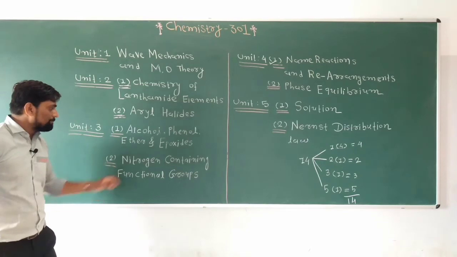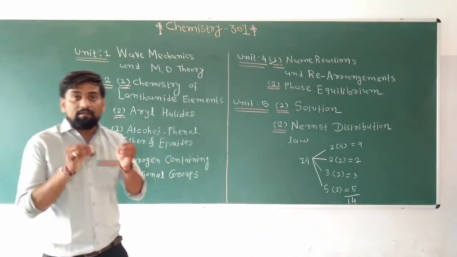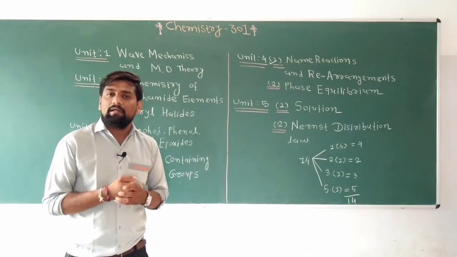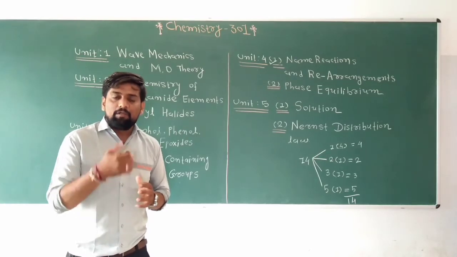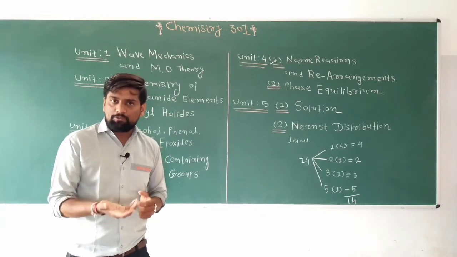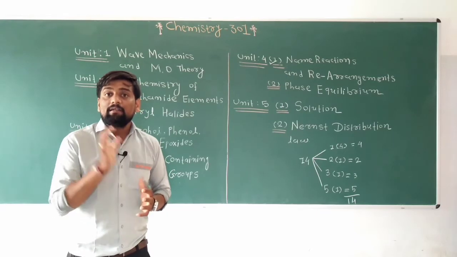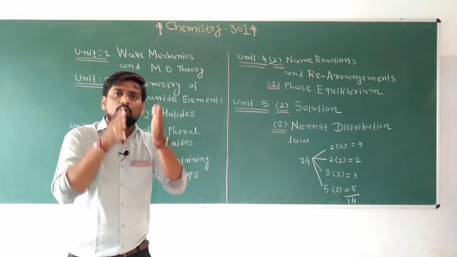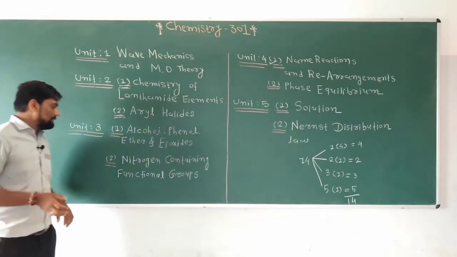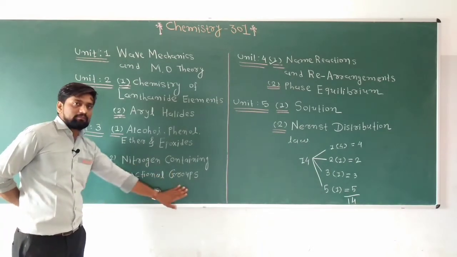Then chapter number 2 is nitrogen containing functional groups. In this chapter we will learn about nitrogen containing functional groups, meaning amine, because amine has a nitrogen group. That's why we learn about amine, aryl amine, alkyl amine, nitro compound, and isocyanate group. All of these compounds have a nitrogen group. That's why we will learn about all of these things under the nitrogen containing functional groups.